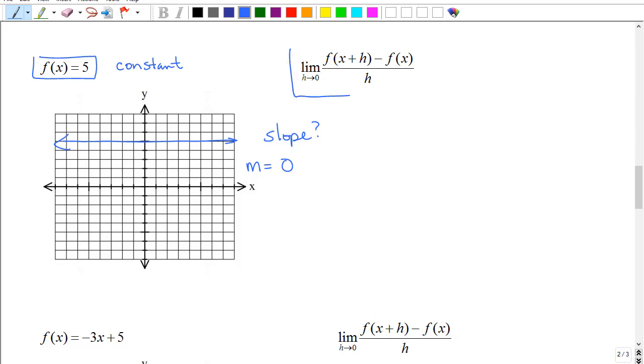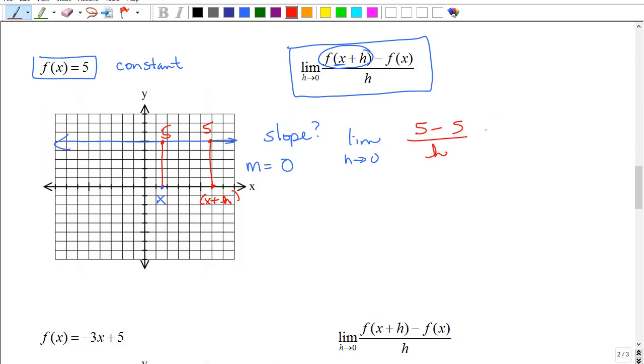But how could we apply the definition of the derivative? Well, it's a little bit odd because we don't have any x's. But the function evaluated at f of x plus h, so let's pick any point x, and over here some point x plus h, what are our y values? They're both 5. So we would have 5 minus 5 divided by h. Well, that's 0 divided by h, which is 0.